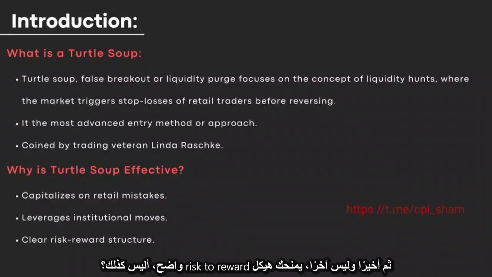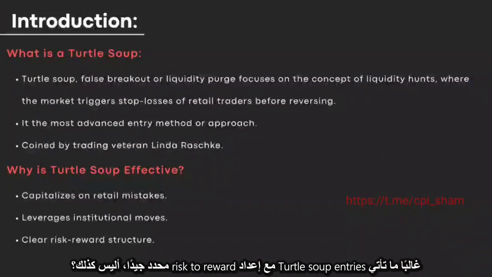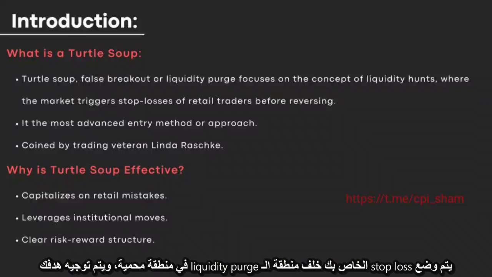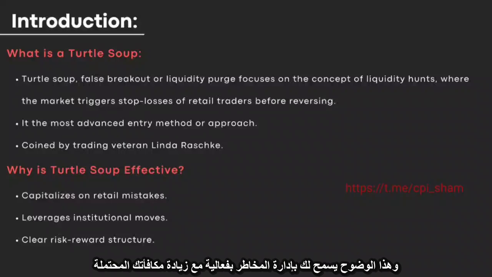Then last but not least, it gives you a clear risk reward structure, and it gives you a higher risk reward as compared to other methods and approaches. Turtle soup entries often come with a well-defined risk reward setup. Your stop loss is placed just beyond the liquidity purge at a protected zone, and your target is aligned with the next logical liquidity zone or mean reversion. And this clarity allows you to manage risk effectively while also maximizing your potential reward.